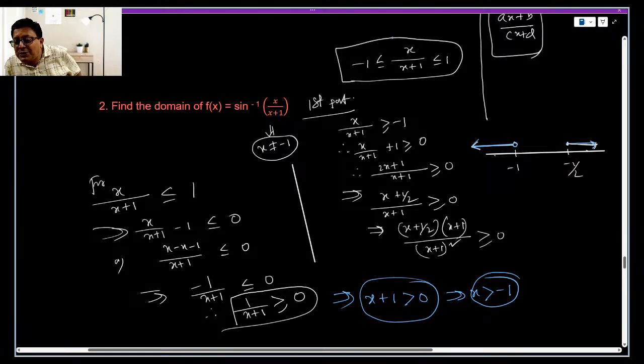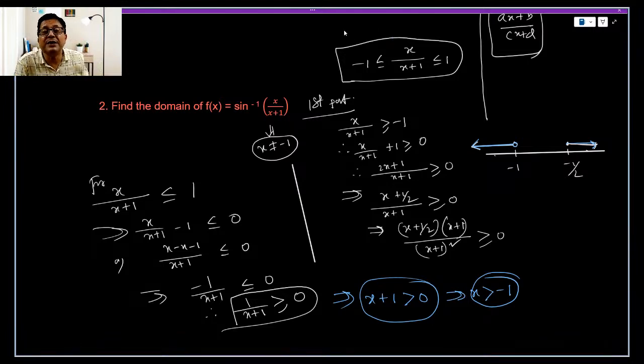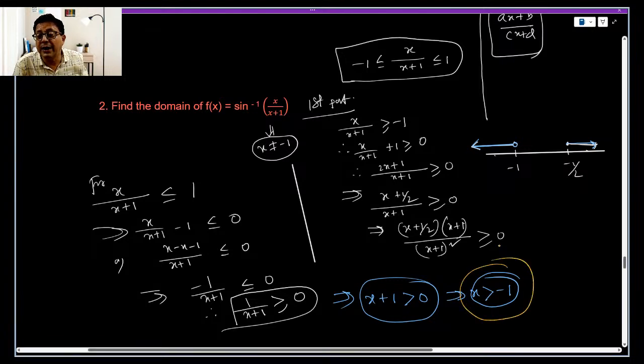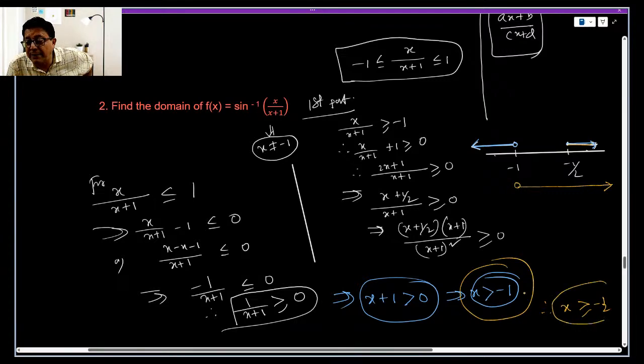Clear? Now which part should I take? x is greater than minus 1 you got. Previously you got x less than minus 1. So that part will not be taken into consideration. So now I am getting the solution set from here. From here I am getting x greater than minus 1. The common region is this part only, greater than minus half. Equal to is also possible. Therefore, x greater than or equal to minus half, I mean minus half to infinity. Is that clear? You all understand?